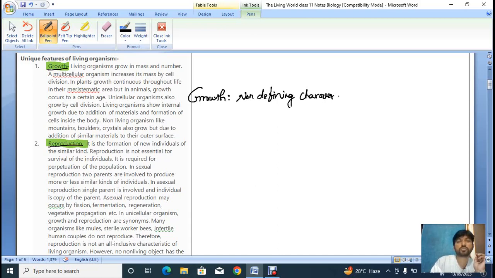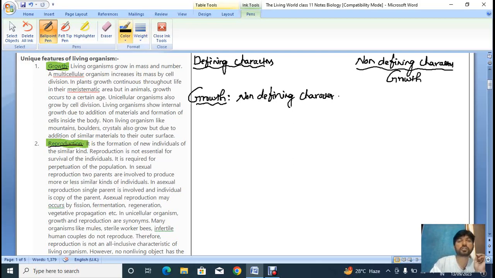Right? Now let us have this one, defining character, defining characters, and let us write down here non-defining character. Okay, growth we have added in here. Let us make it as growth is a non-defining character. Okay, let us wipe it up.